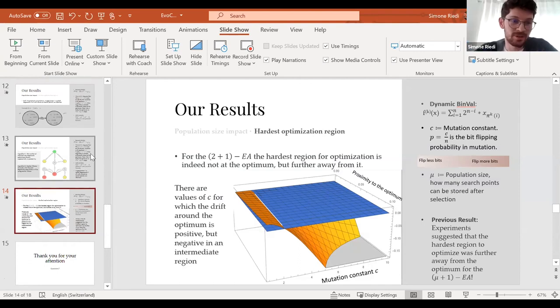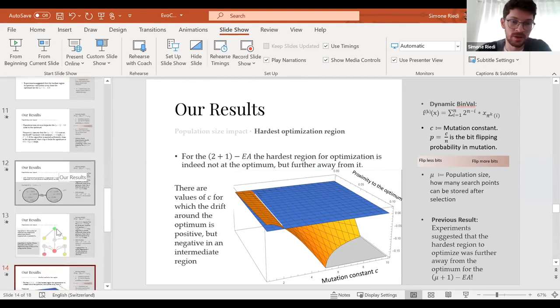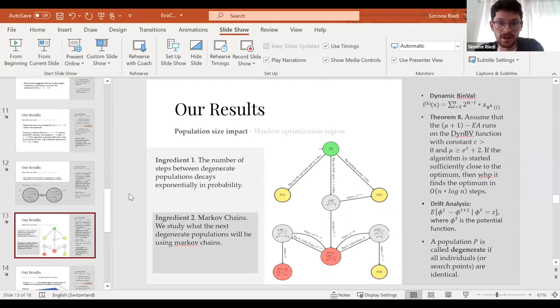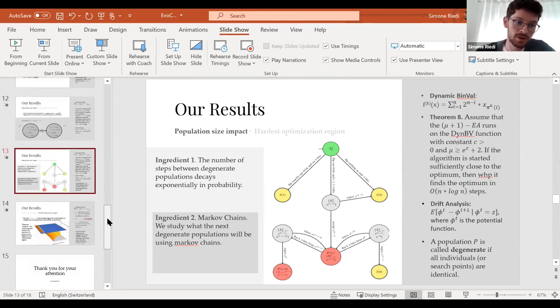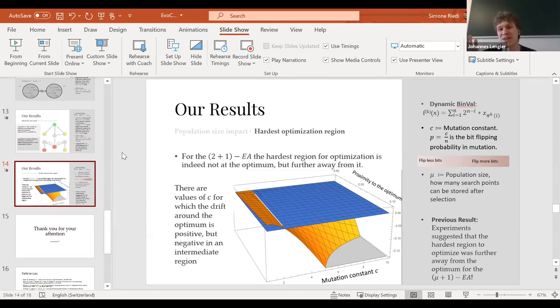The starting point for the proof of the 2+1 EA was one of these diagrams here, these degenerate population diagrams, Markov chains. If we are considering a region which is further away from the optimum, these diagrams become absolutely immense to study. I'm talking about something that fills the entire screen just with these states. Just for the 2+1 EA, I had a diagram which is enormous. So going for larger populations, we would definitely have to change the approach on how we prove these kinds of things. I'm not sure how we can do that. Or you need to have a more clever idea than we had.